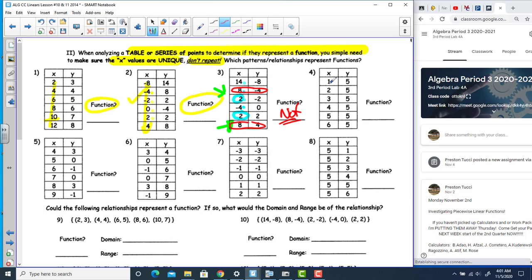For number 5, the x values are unique. 1, 2, 3, 4, 5, 6. But Tooch, wait a minute, time out, man. The y values repeat. The y is 5. Okay. So what that says is, we already saw this. So that's on the last page.